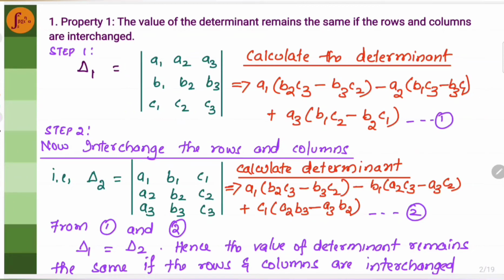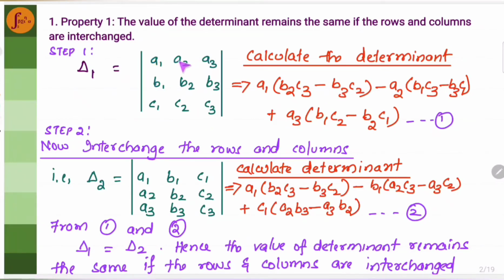The first property states that the value of the determinant remains the same if the rows and columns are interchanged. That is, let's assume that this is the matrix, and the determinant of this particular matrix is represented as determinant 1. So you find the determinant using the normal determinant calculations. You take the first element, A1, ignore this row and this column, then you are left with this particular matrix B2, B3, C2, C3. Now you cross multiply B2 into C3, then subtract C2 into B3.